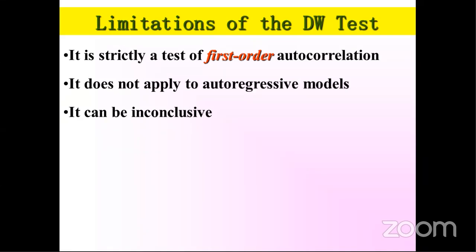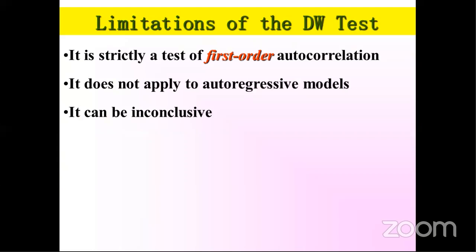As we already noted, it is applicable only to first-order autocorrelation. If the autocorrelation is present in higher orders, that is u_t minus 2, u_t minus 3, u_t minus 4, and so on, you cannot use the Durbin-Watson test to test the autocorrelation problem. Also, if your model includes a lagged value of the dependent variable, you cannot use the Durbin-Watson test. That is, it does not apply to autoregressive models. And the third and most important one, as I just told you, is that it can be inconclusive. That means the question mark area is the area of inconclusiveness.